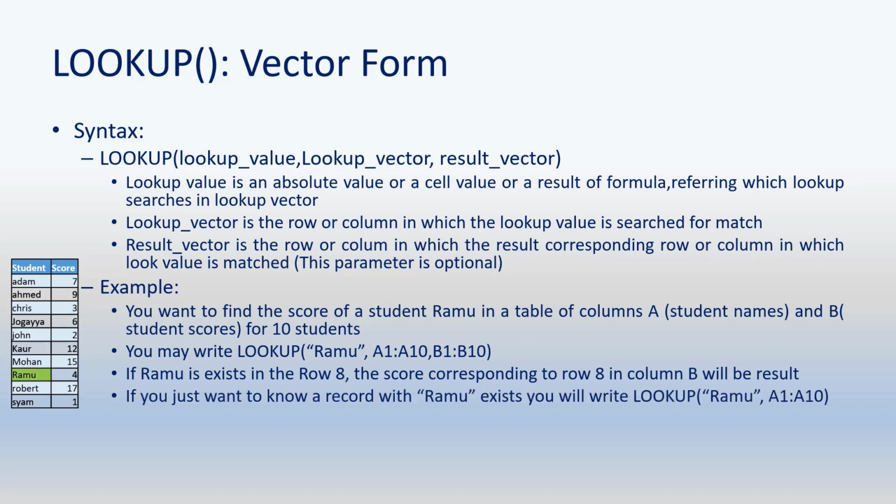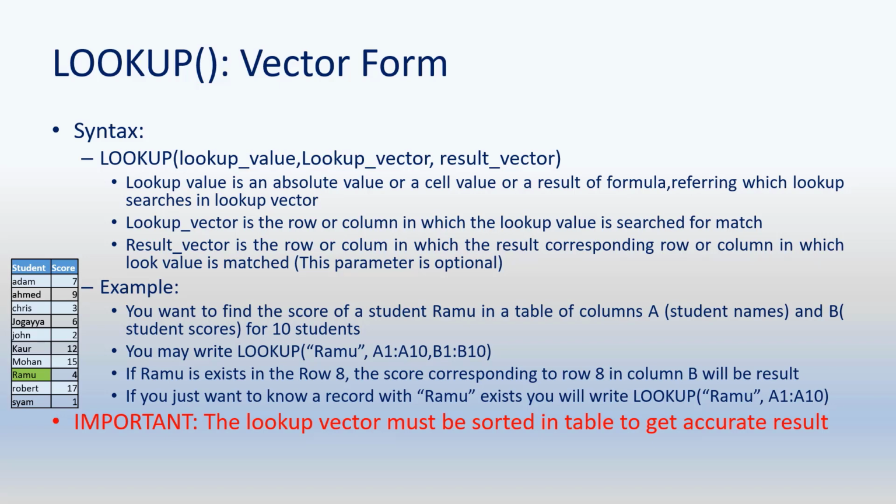Whereas, if you do not want to know the result, you just want to know whether a value Ramu is existing or not, you can keep the result vector blank in the function and write as lookup with first argument as Ramu and second argument, which is lookup vector, that is A1 to A10. So in A1 to A10, the function will search for the value of Ramu and it will return the value of row number 8 as the result.